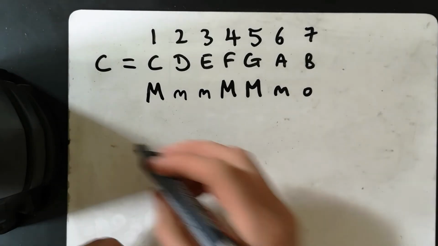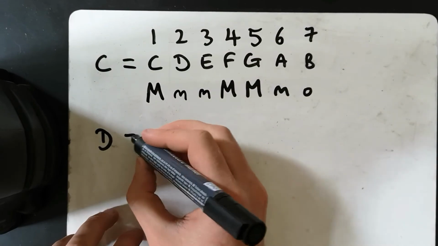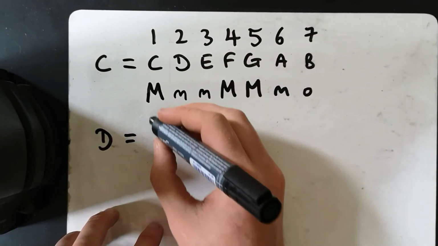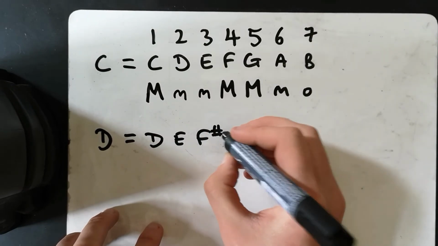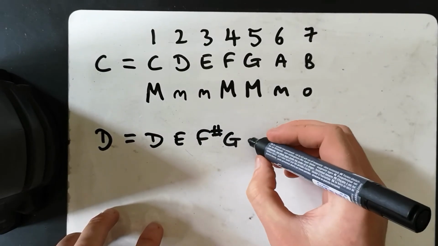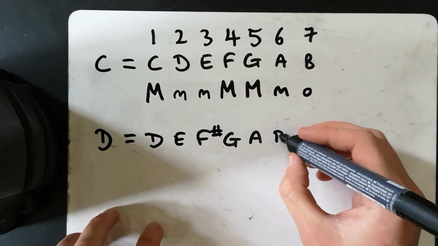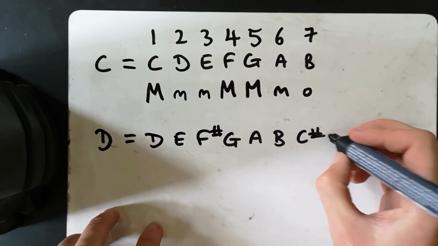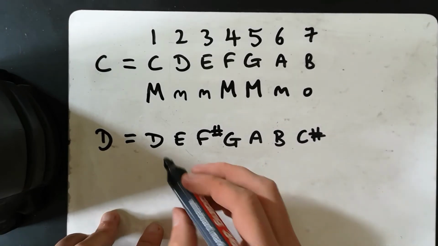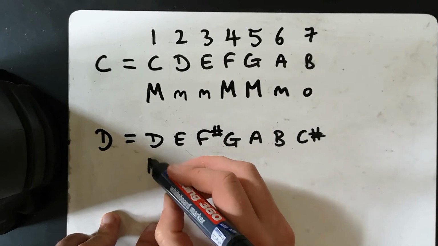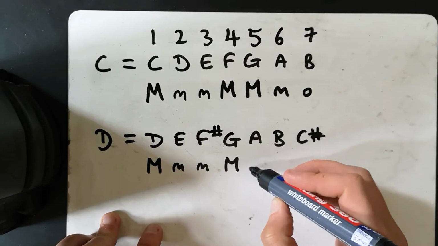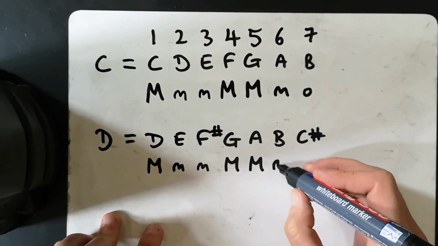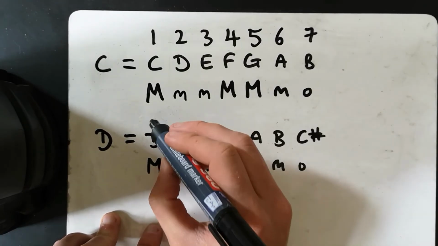So I know if I put the key of D major, D, E, F sharp, G, A, B, C sharp. Those are my 7 different notes, my 7 different chords. That's going to be major, minor, minor, major, major, minor, and a weird one.